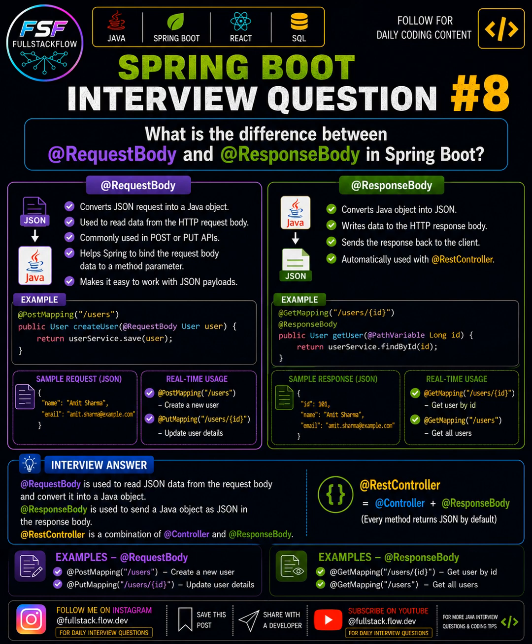Point 3 is @RequestBody is used with POST and PUT APIs, because POST is used to create new data and PUT is used to update existing data. Both operations require a request from the client. Point 4 is @RequestBody binds request data. Another important point is Spring automatically binds the JSON request to the method parameter, so we do not need to write manual parsing code. Everything is handled automatically.